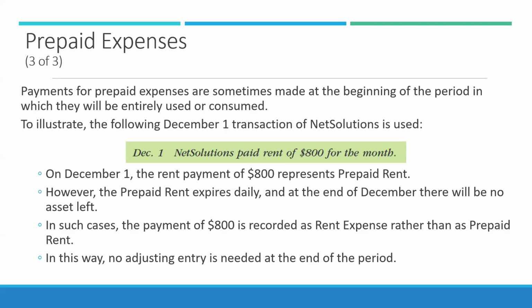Because if you show December 1st prepaid rent, you're going to have to do another journal entry in 30 days. So oftentimes, if we're paying rent for the month of December, we just treat it as a rent expense for the whole month. It's just easier. Got it?